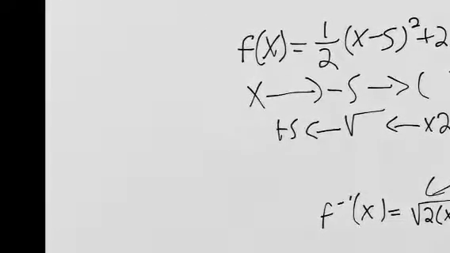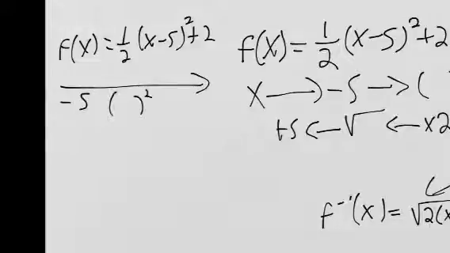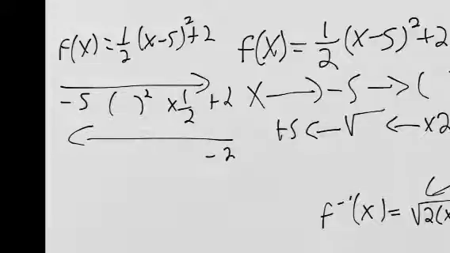So let's rewrite the function over here: 1/2 times x minus 5 squared, plus 2. Okay, so what's happening to x? In this direction, we're subtracting 5, then we square it, then we multiply by 1/2, and then we add 2. To undo it, we have to go in the opposite direction: minus 2, times 2, square root, plus 5. That's going to give us the same answer.